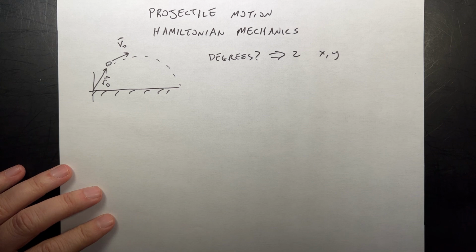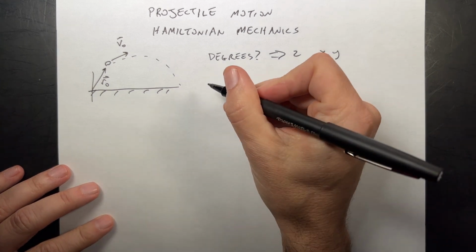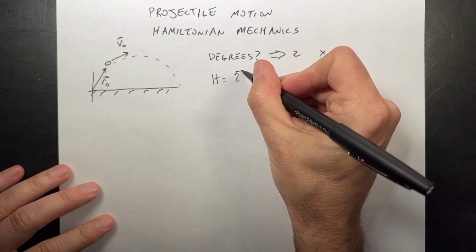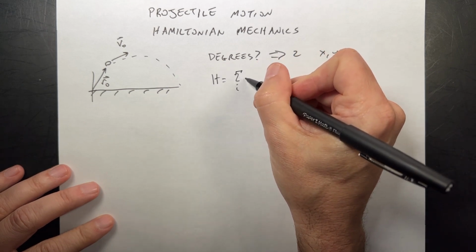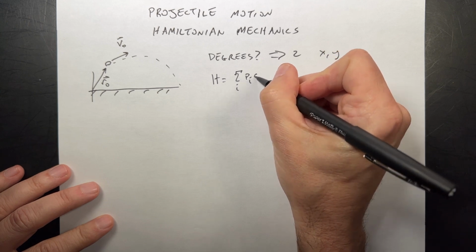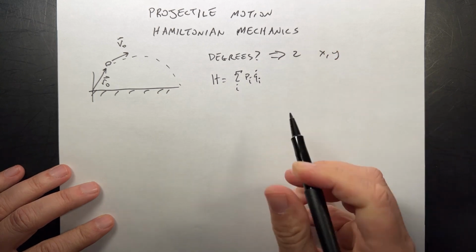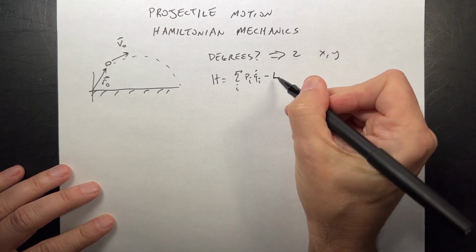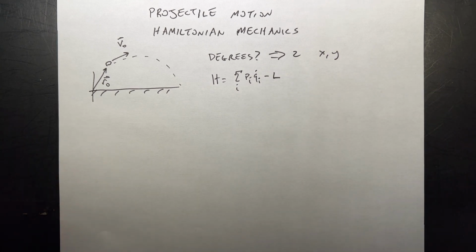But how do we do Hamiltonian mechanics? Well, in general, the Hamiltonian is defined as the sum over your generalized coordinates i of p_i, the momentum, times q_i dot, and remember we take dots to mean derivative with respect to time, minus the Lagrangian. So you have 2 things to deal with here. First, what's the Lagrangian? And second, what's the momentum? We could write momentum as mass times velocity, but I don't want to do that just yet. So let's start off with the Lagrangian.